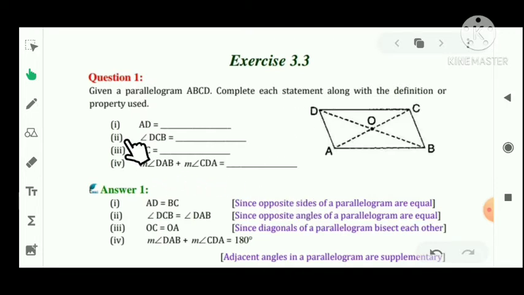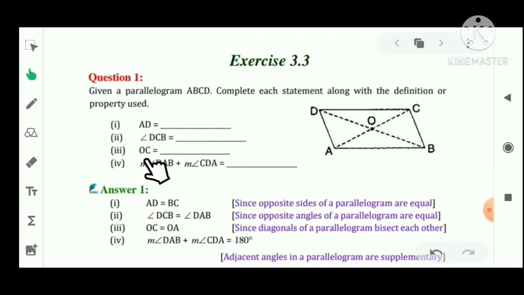Let's begin with question number 1. AD: you can see A and D are here and its opposite side will be BC. That means AD is equal to BC, because as you know, opposite sides of a parallelogram are equal. The next one is angle DCB. That means C is the angle, and which one is the opposite of angle C? Angle A. That means angle DCB is equal to angle DAB. Why? Because in the parallelogram opposite sides are equal and also opposite angles are equal to each other.